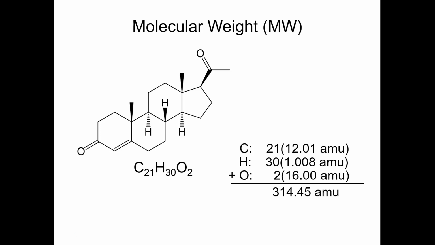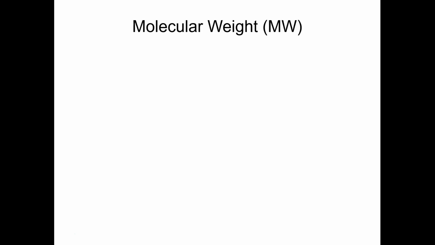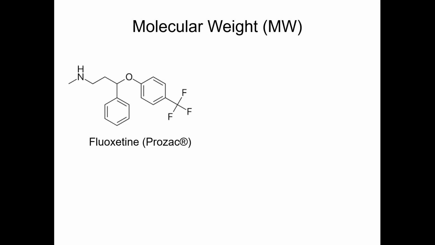314.45 atomic mass units. And in keeping with the drug theme, here is a picture of a compound known as fluoxetine. Its brand name that it's sold under is Prozac, so it's for treating depression and anxiety. It has a molecular formula of C17H18F3NO. So if you want to pause the video for a second, try calculating the molecular weight of fluoxetine and then turn the video back on. You can do that. Well, I calculated it to the nearest whole number, and it is 309 atomic mass units.